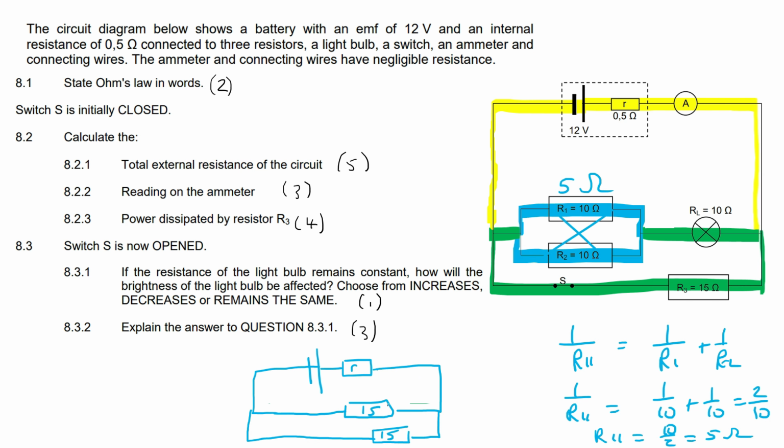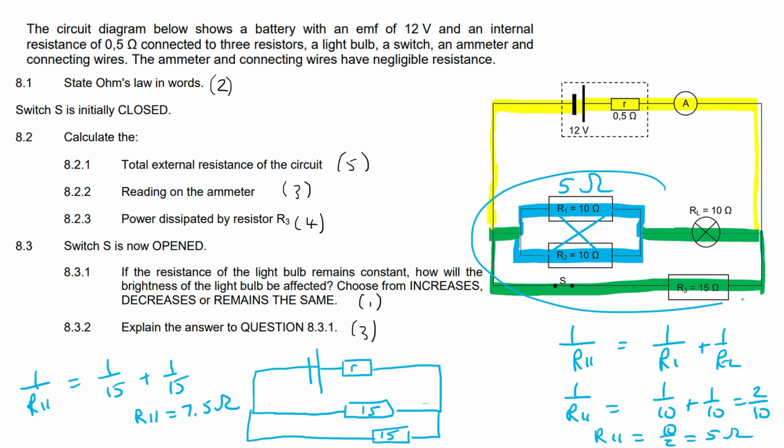So now we should remember that these two are in parallel, so we need to calculate them by saying 1 over 15 plus 1 over 15, and if you add those together and do the whole flip thing, you're going to eventually get that the parallel part is 7.5 ohms. So all of this combined is 7.5 ohms, and that is the external circuit's resistance.